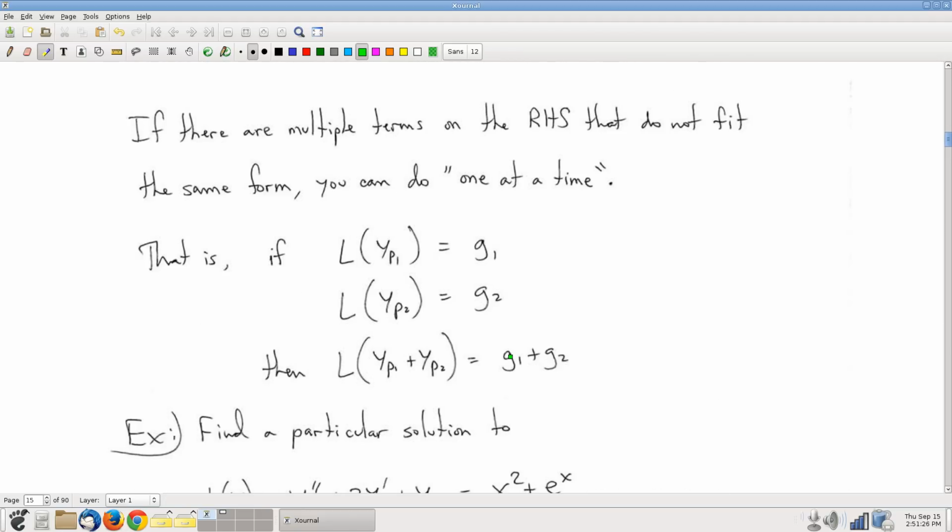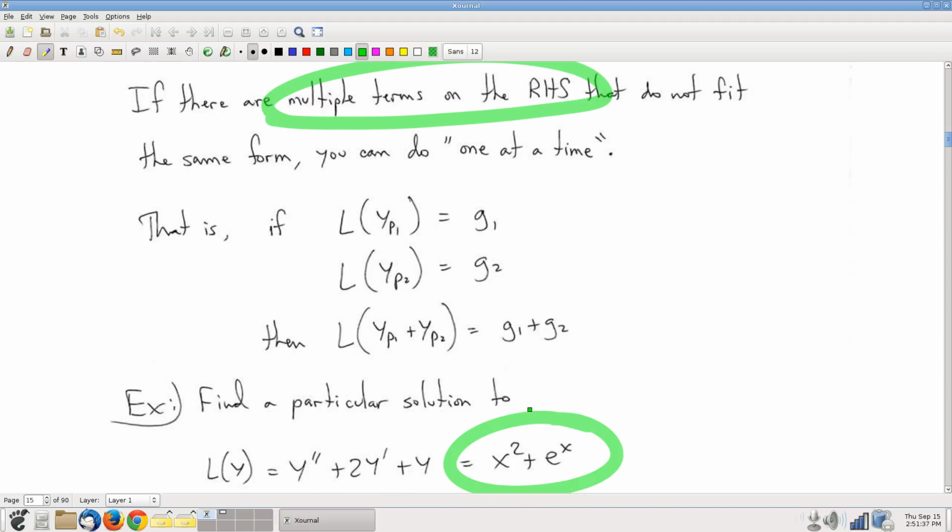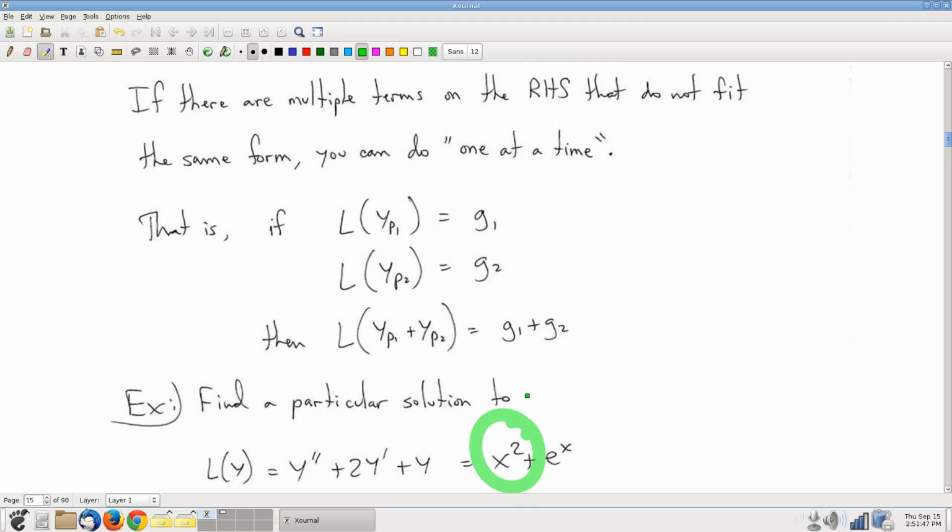All right, one last thing to talk about. What if you have multiple terms on the right-hand side? So, for example, how would you deal with a right-hand side that looks like this? Well, this function, as written, does not fit our form. It just doesn't. Individually, the 2 terms do. X squared fits our form. E to the x fits our form, with appropriately and cleverly chosen values of the various parameters. But by itself, all at once, this does not fit our form, and we cannot apply our theorem.